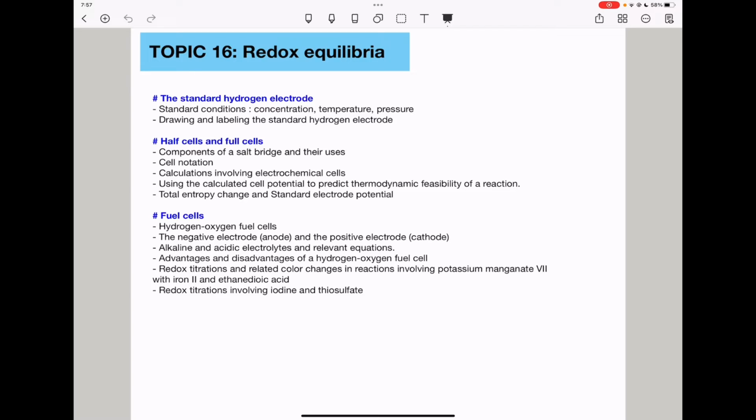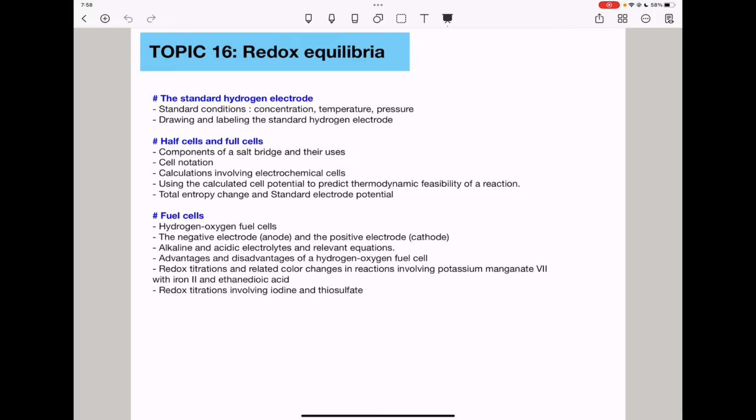They can ask you about the standard hydrogen electrode. Make sure you fully understand the standard conditions, the concentration of 1 mole per decimeter cubed, the temperature of 298 Kelvin, and the pressure of 100 kilopascals. There are some questions previously that have asked students to draw and label the standard hydrogen electrode. So please ensure that you understand how to draw this. And this could be the same way you can draw any gaseous involving half cell.